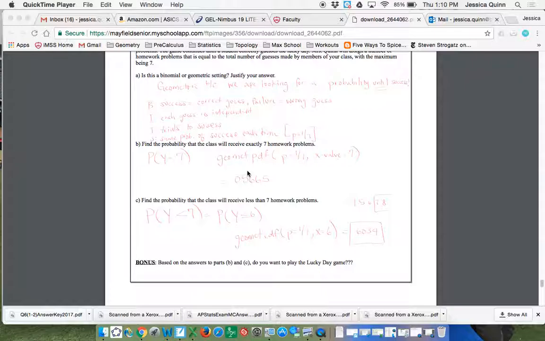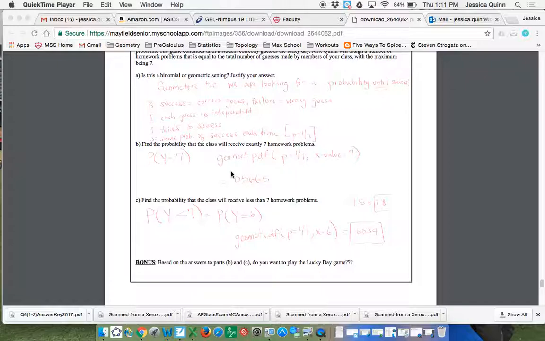Sorry about that. Okay, so anytime you're doing a geometric probability like this, you are always going to have with replacement. Otherwise, it wouldn't be the same probability of success. It wouldn't be independent. So anytime you're doing this, if it's a geometric distribution, the process has to be done with replacement so that the probability of success stays the same.